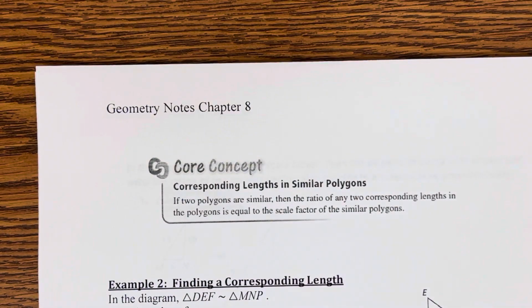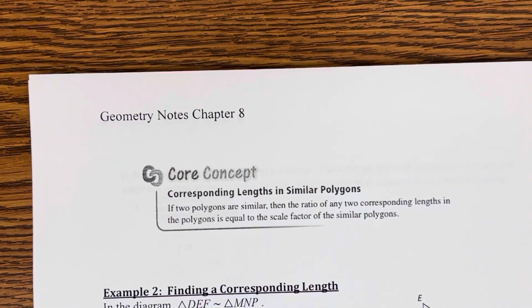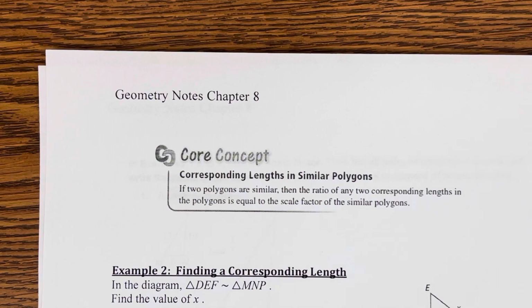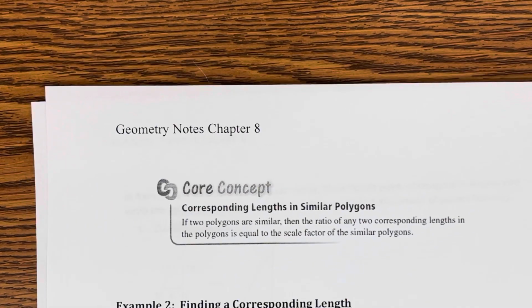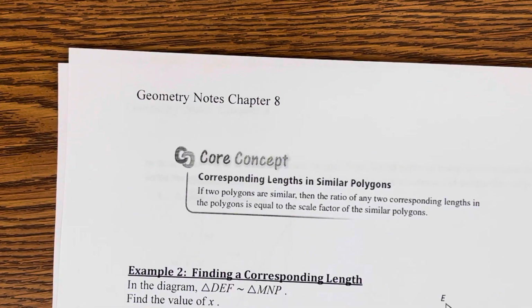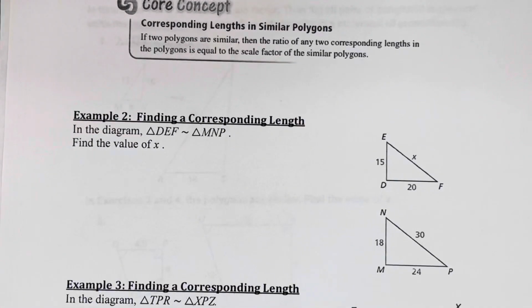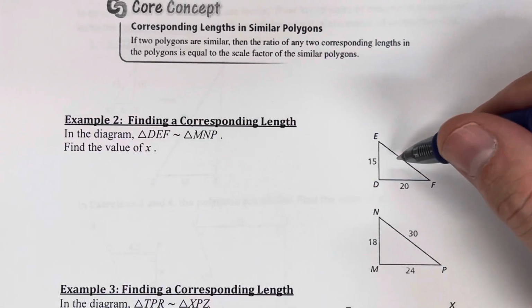All right, so if two polygons are similar, then the ratio of any two corresponding side lengths is equal to the scale factor. So we can set up proportions to find missing sides. When I'm setting up this proportion, the order is not necessarily important, whether I go new over old. I can set it up however I want. I just need to keep it in line.